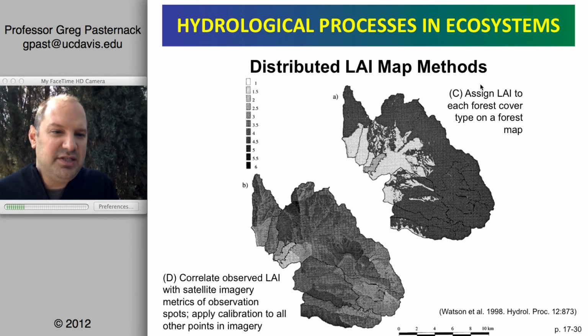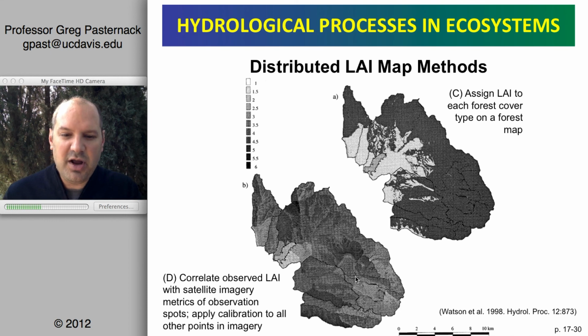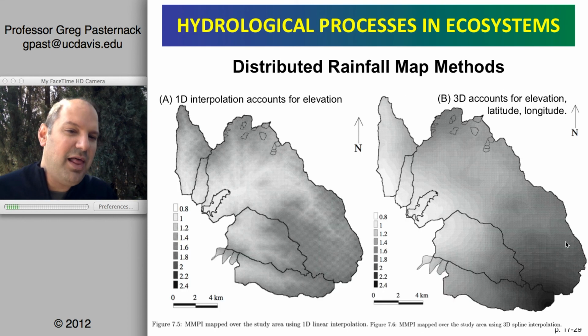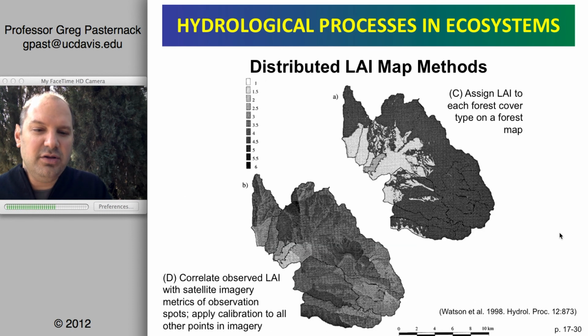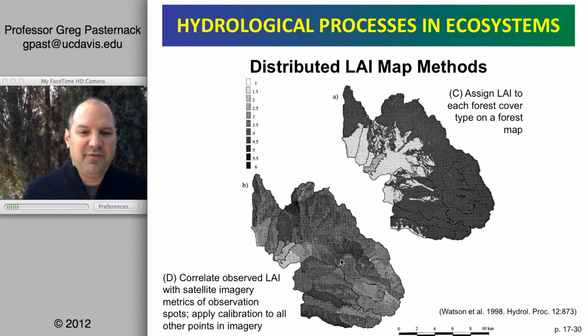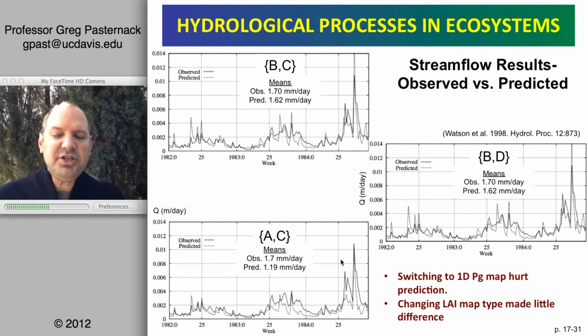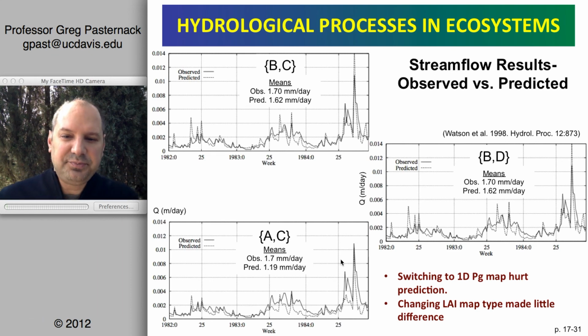So this case here with C was based on a map, and D is based on a satellite image. So using a satellite image, you could estimate the leaf area index, and you can see it's a much more complicated spatial pattern. So we have simple and complex rainfall, simple and complex leaf area index. So what matters? Okay, so this shows 3 hydrographs.